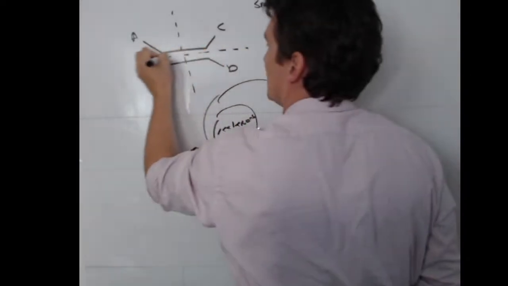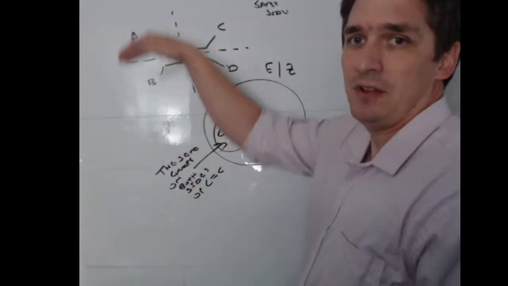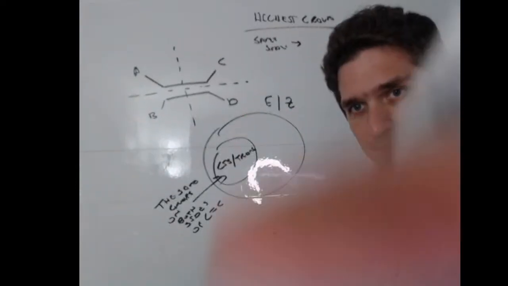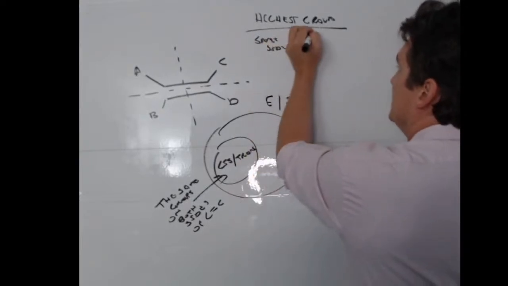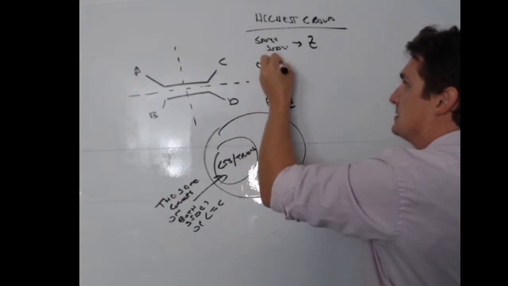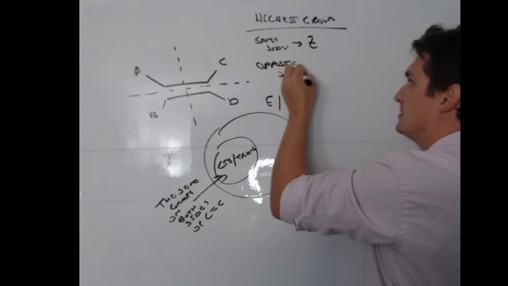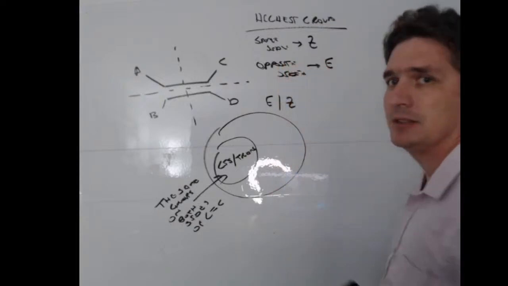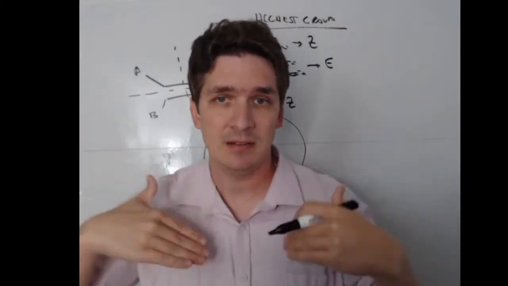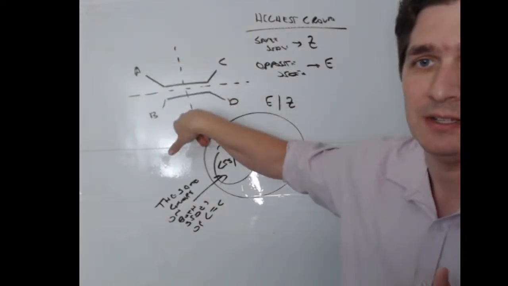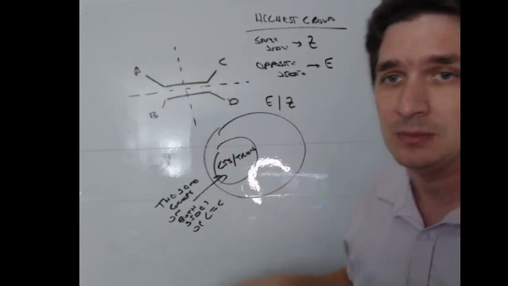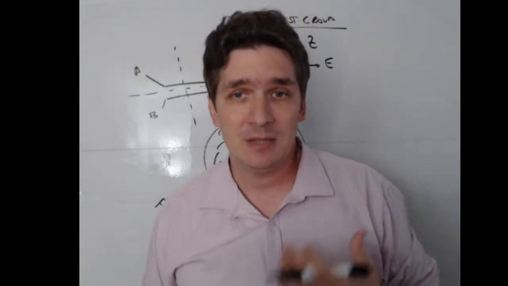When I say the same side, I mean if we cut through the bond, they're both on top or both on bottom. Sorry, camera up a little bit there. If they're on the same side, this is Z, zusammen, or together. If they're on opposite sides, they're E, entgegen, they're opposite. So Z just means the highest priority groups are on the same side, above or below the bond, whereas E says they're on opposite sides. In this case, B and C are both highest priority, or A and D are both highest priority. So why do we have this special case?